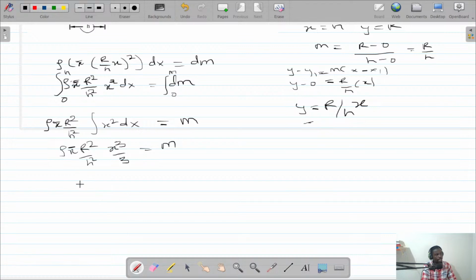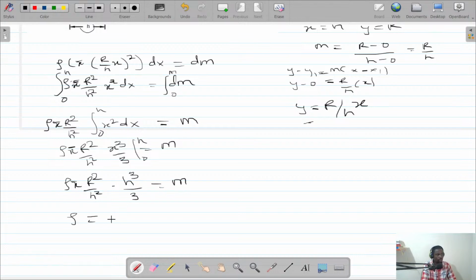So from here, x has element 0 to h, so we have 0 to h here. Then that will give us rho pi r squared on h squared multiplying h cubed on 3, which is equal to m. So let's make rho the subject.